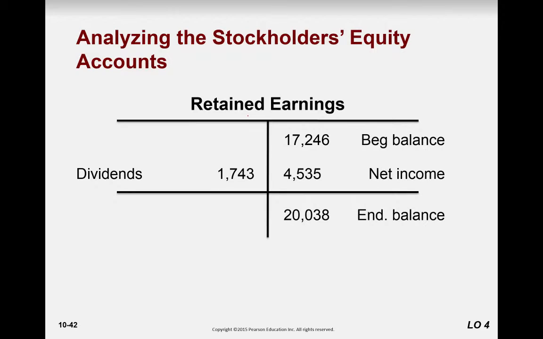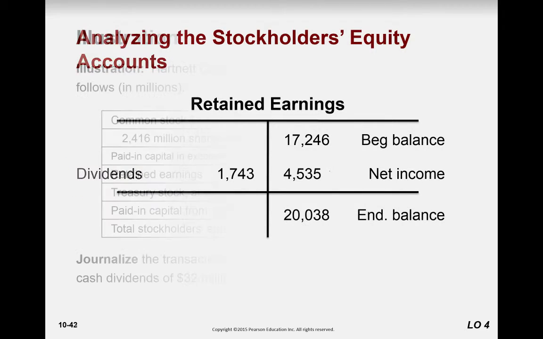So when you're looking at the retained earnings account, we've gone through this a few times. Here's your beginning balance, net income. Dividends is obviously on the debit, and then you get your ending balance.